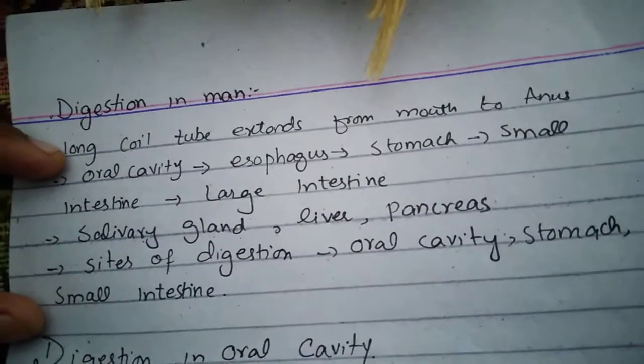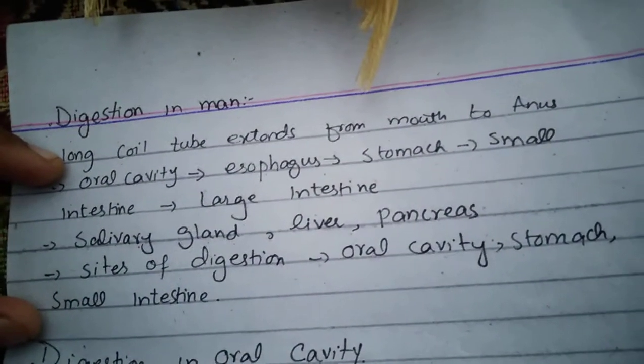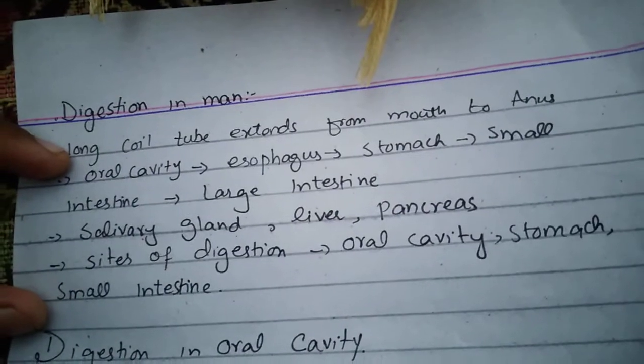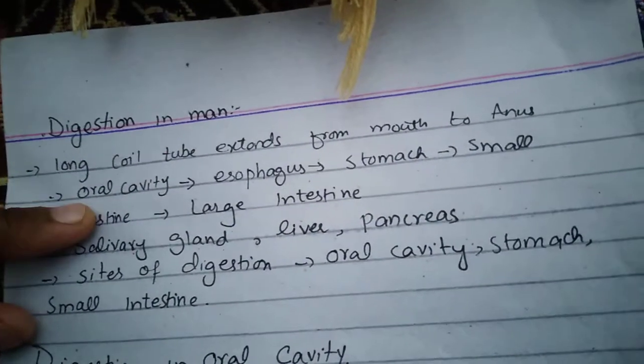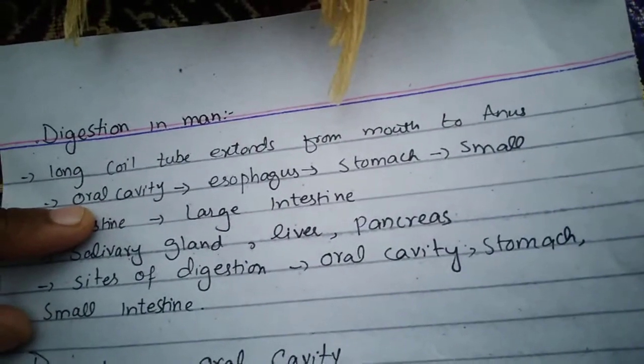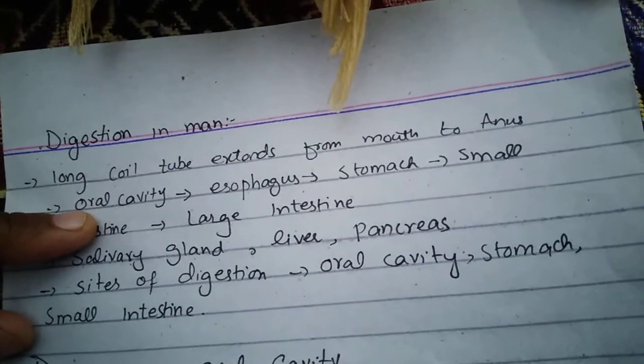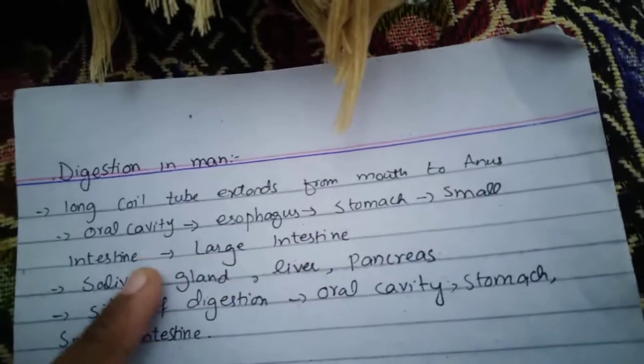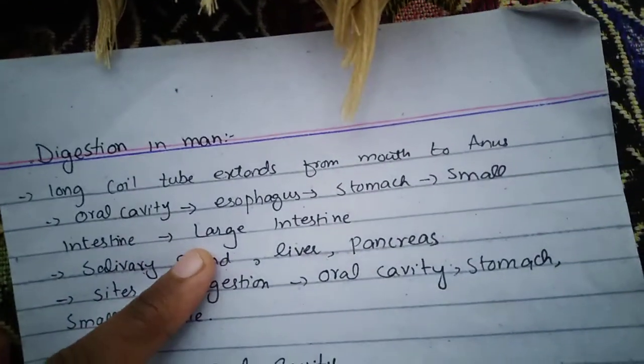It has two separate openings, a mouth for the ingestion of food and the anus for the removal of the waste products from the body. The mouth or oral cavity opens into the esophagus, then into the stomach, then into the small intestine, then into the large intestine.